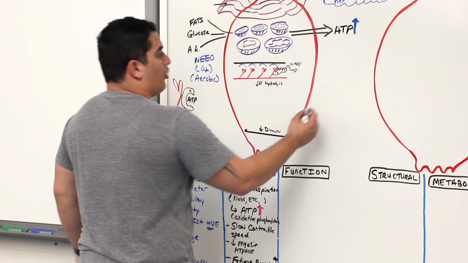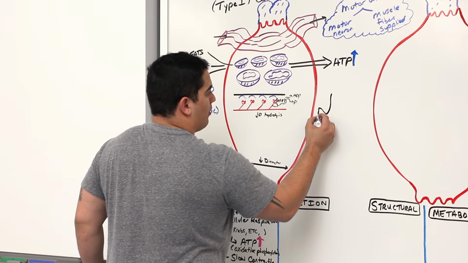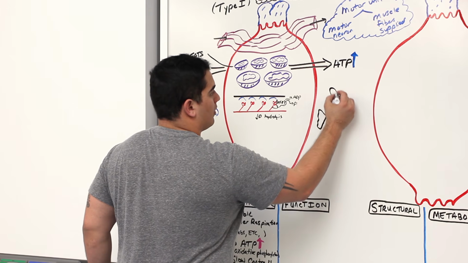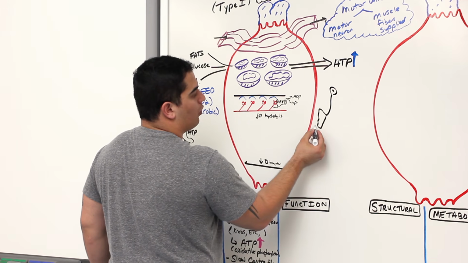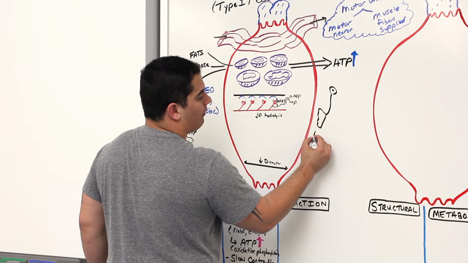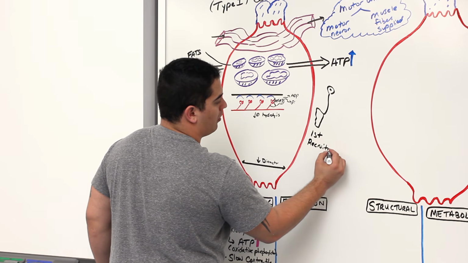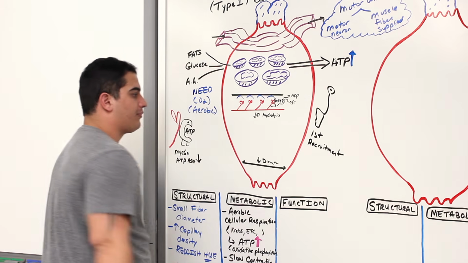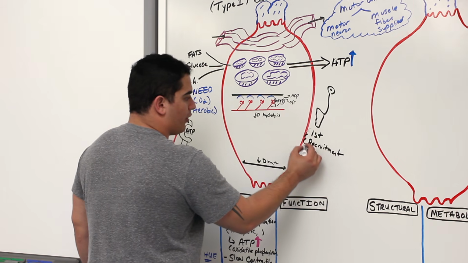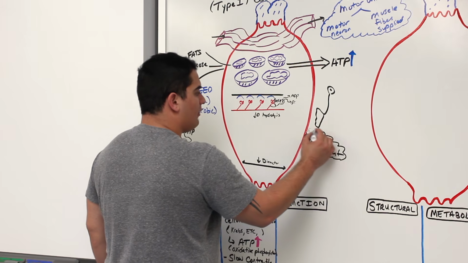So again, if we have a motor neuron here, and here's your motor neuron, this motor neuron will actually recruit this muscle fiber first. So it undergoes first recruitment. Okay. So this is the first recruitment muscle fiber. Next concept.